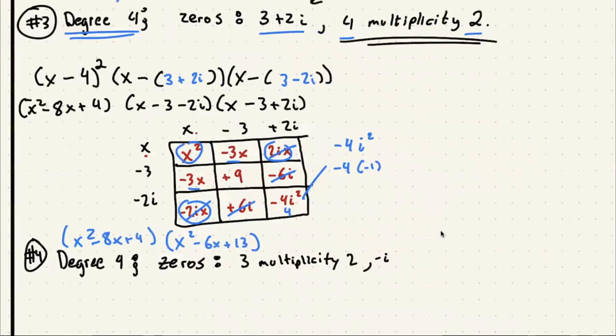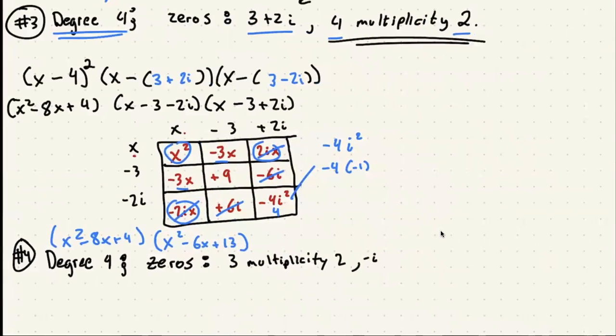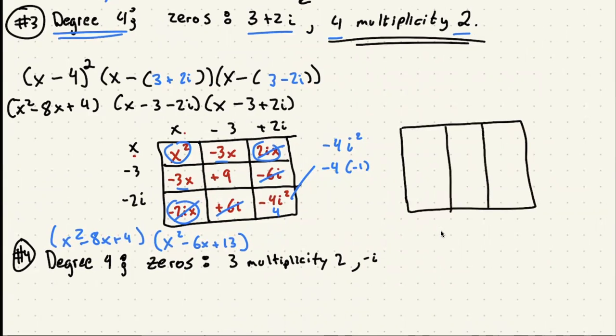Right, and then we're just going to do the multiplication one more time. So we're going to multiply those two together, and then that's going to give us our final answer. Okay, so we've got to do our box here. Then we're going to have x squared minus 8x plus 4. I'm going to have x squared minus 6x plus 13. And we're just going to do some multiplication here.